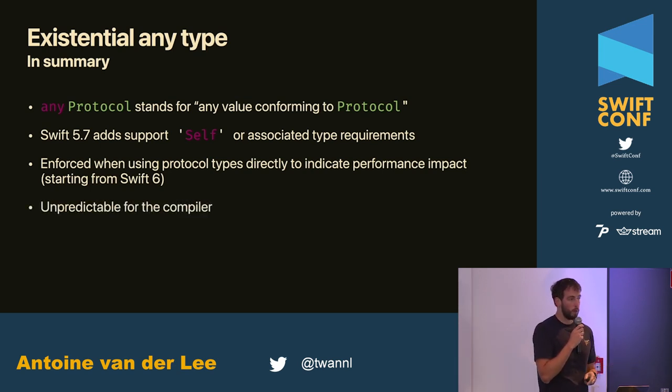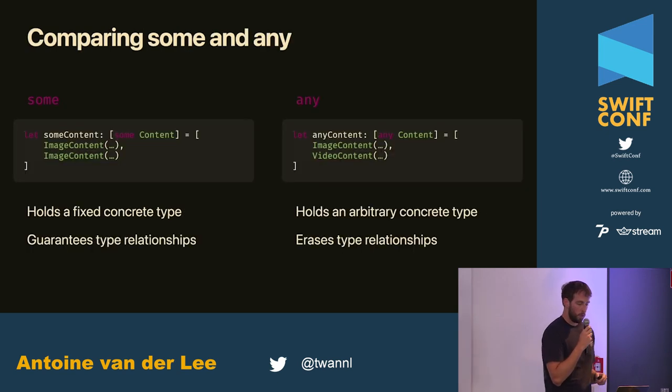Existentials are unpredictable for a compiler. The type erasure doesn't make it possible for them to do the optimizations they would otherwise be able to do. So you might recognize this slide from the WWDC session. I just decided to add a code example to it as well.